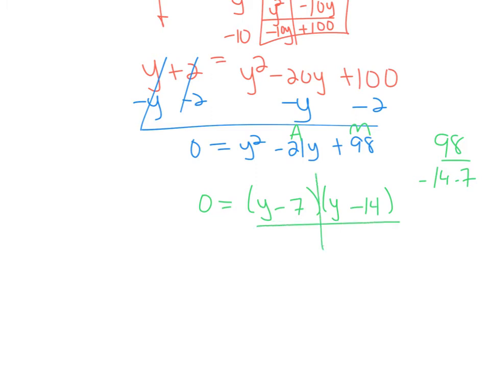Now, if you notice, I just factored. So if you remember this from Algebra 1, you would add 7 to both sides. You get y equals 7. Then you set the other side equal to 0.